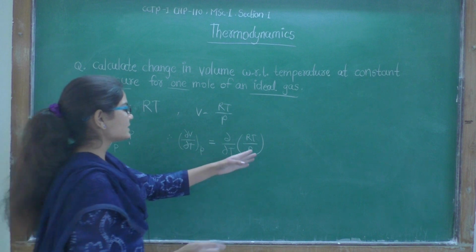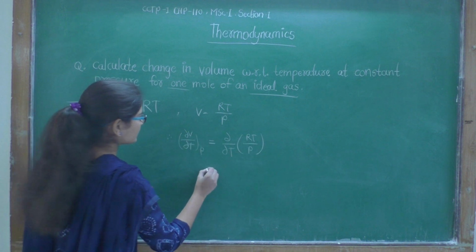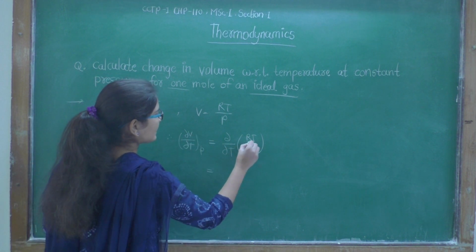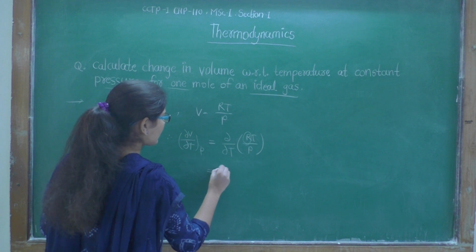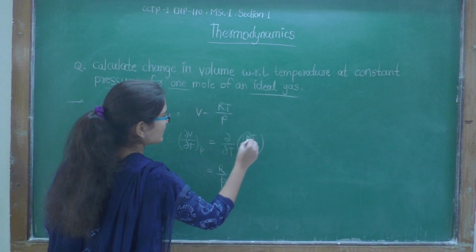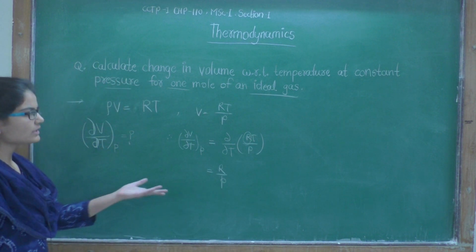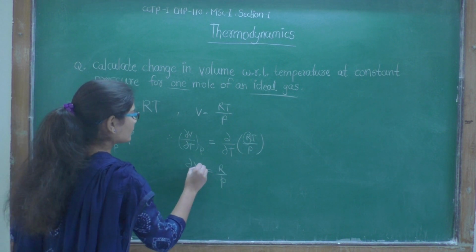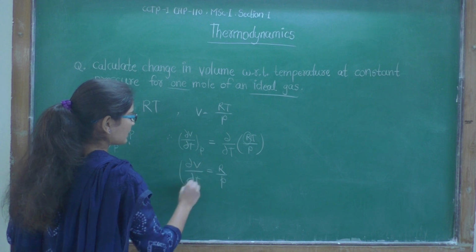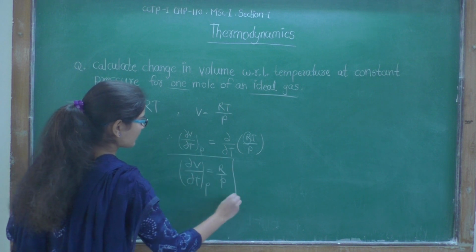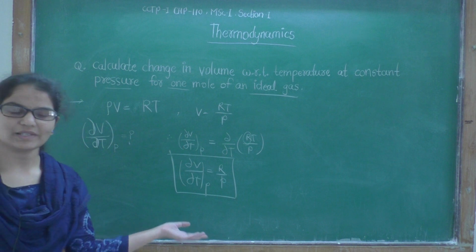Now let's take the constant outside. Pressure is constant and R is the gas constant. So R by P, and ∂T/∂T equals 1. Derivative of T will be 1. So we got the value at constant pressure equal to R by P. So simple. Got it?